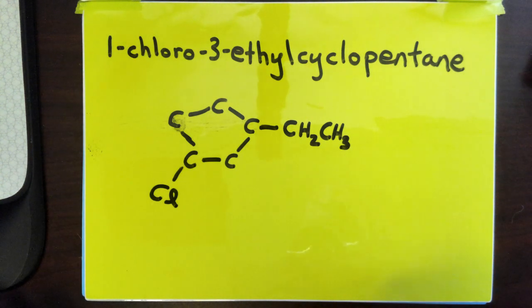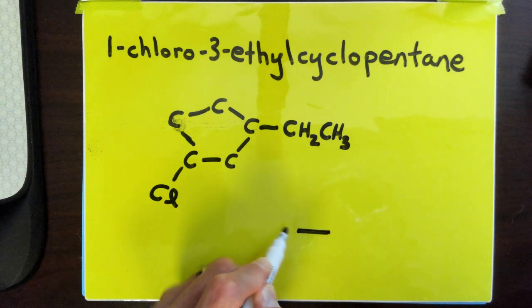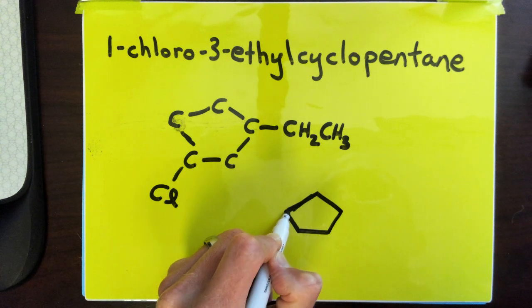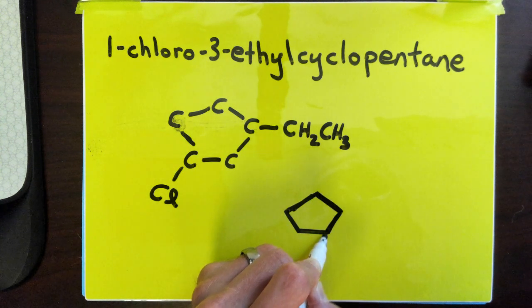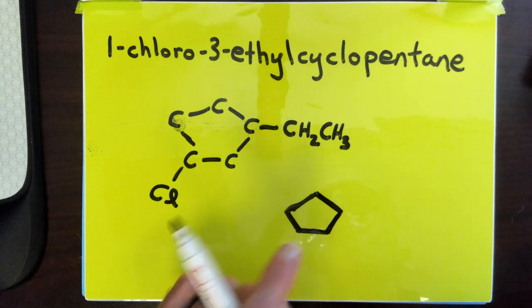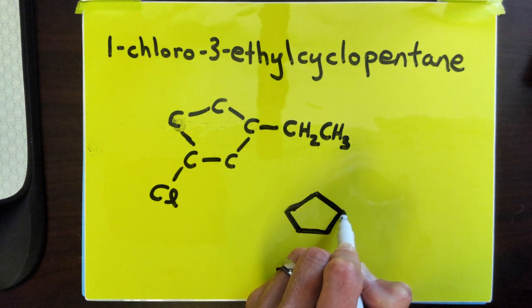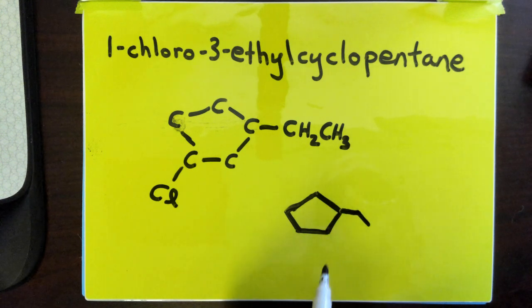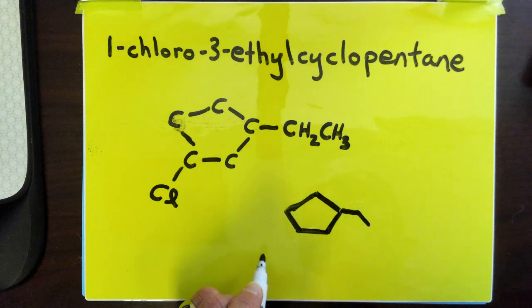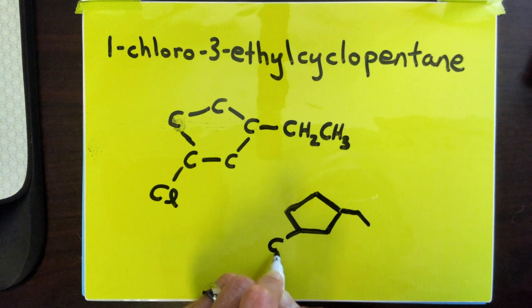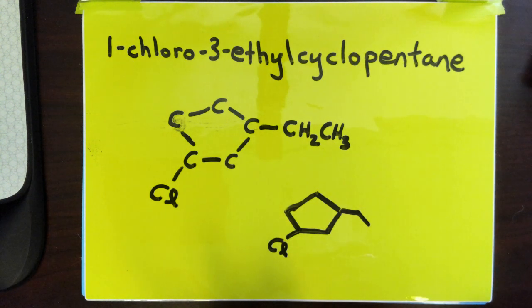If we want to draw that as a line angle, then we draw our cyclopentane, and there we go, kind of straighten it up a little bit. Okay, so there's our cyclopentane, and then our ethyl group. We show that bend so that we recognize there are 2 carbons, and then the chloro comes off right here, and we have to designate the Cl so that we know there's a chloro there.